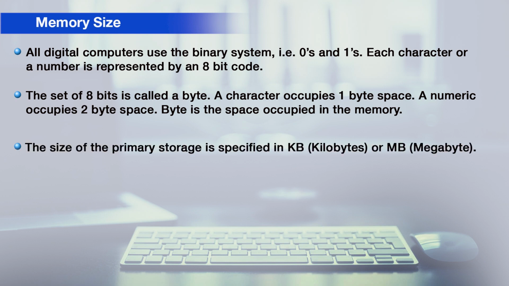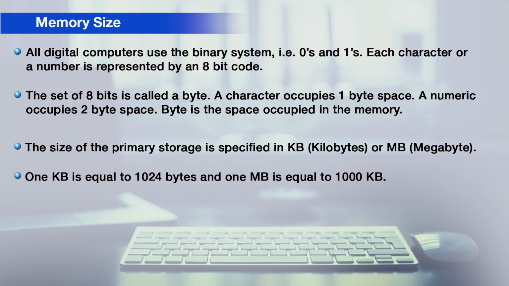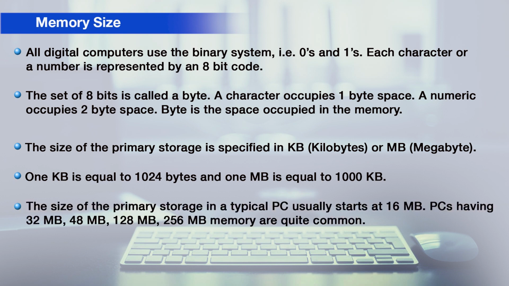The size of the primary storage is specified in KB or MB, megabyte. 1 KB is equal to 1024 bytes and 1 MB is equal to 1000 KB. The size of the primary storage in a typical PC usually starts at 16 MB. PCs having 32 MB, 48 MB, 128 MB memory are quite common.